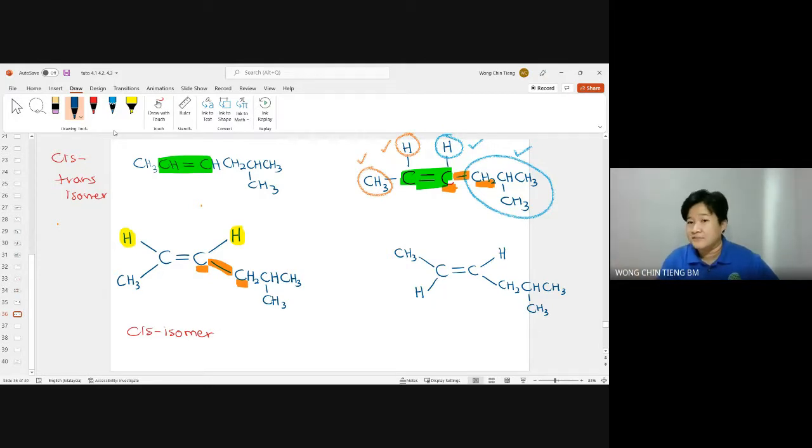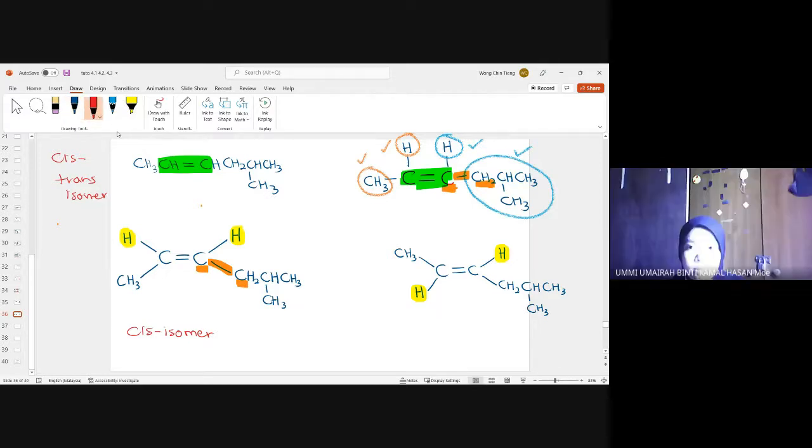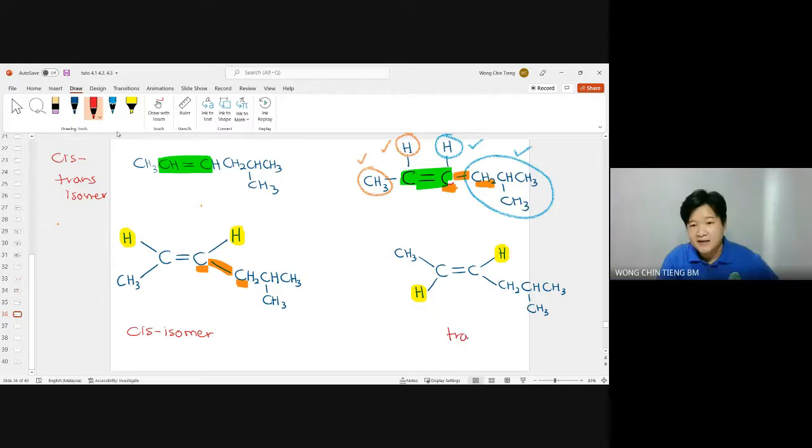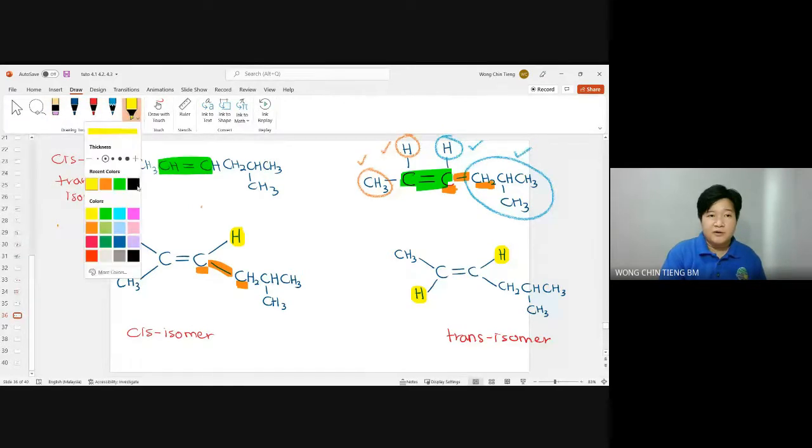Then it's easier. And right now, I have my hydrogen on the opposite side. Betul? My hydrogen on the opposite side, cis or trans? Trans. Kita akan ada trans isomer. Jangan lupa untuk label. Kalau kamu tak ada label, kamu lupa nak label.